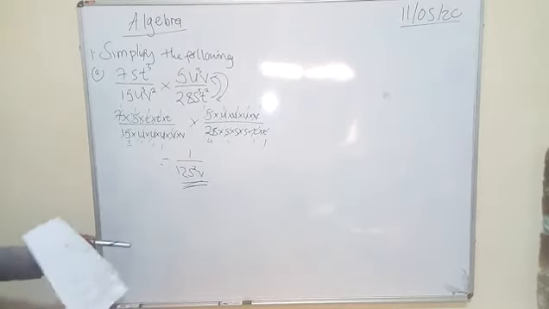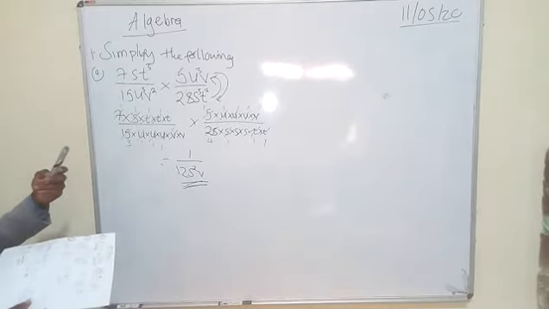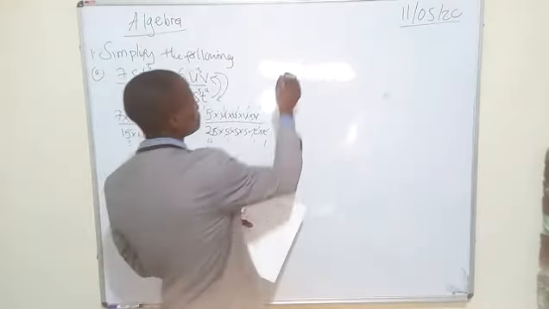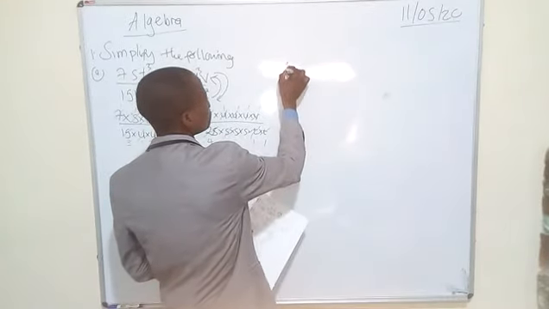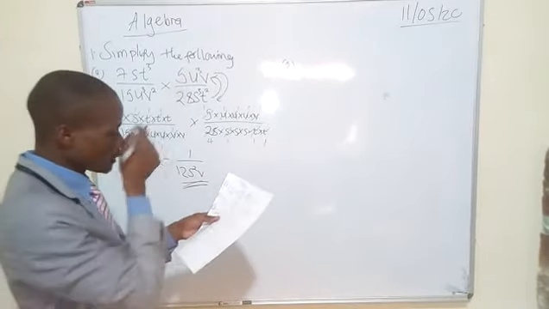Okay, now we go to question B. It is the same question. We also have to simplify. So we simplify B. It is a similar question as well. Now, in this case, there is a division.